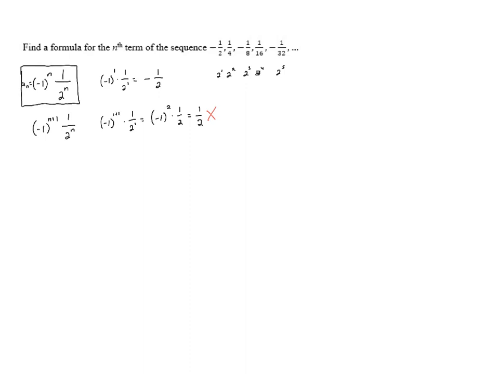When you've got an alternating sequence like this, there are always going to be two possibilities for the power of negative 1, either n or n plus 1, and you just have to try to look and see at one term which one of these actually matches up with what you can expect.